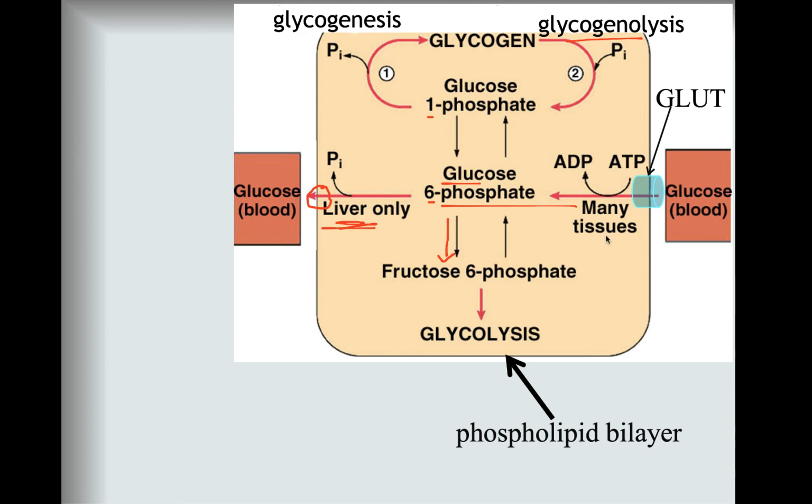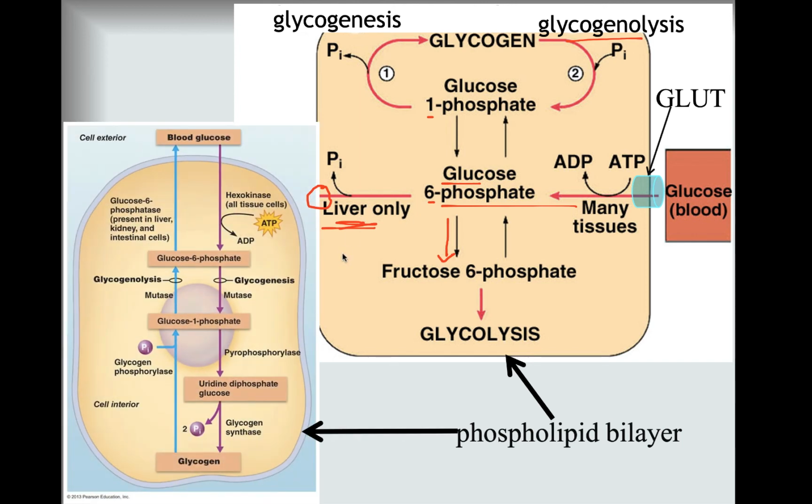Okay, and so in that case, this would be a hepatocyte. But as you can see over here, some kidney cells and intestinal cells can do a little bit of that as well. Okay, and so here we have the glucose that becomes glucose 6-phosphate, and we can store it or we can use it for breakdown.